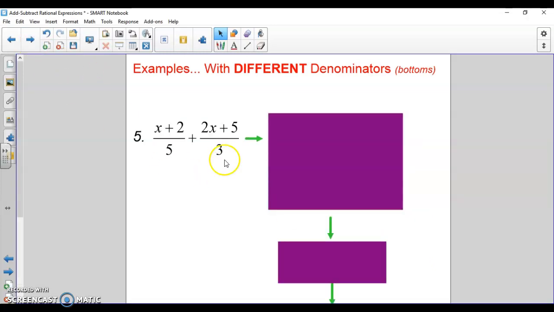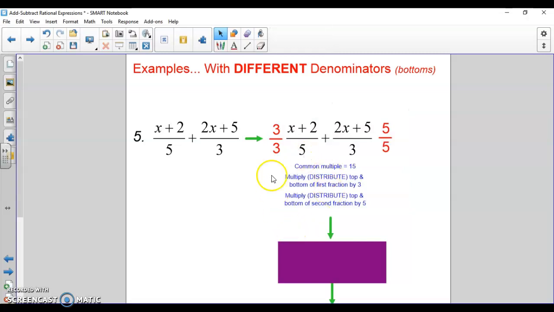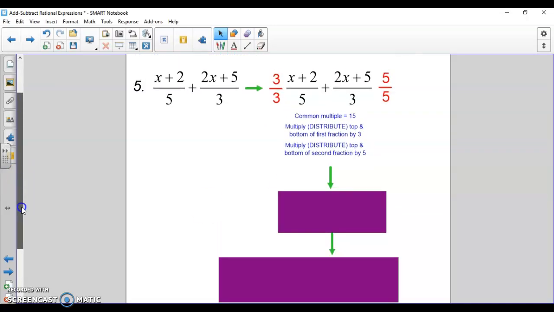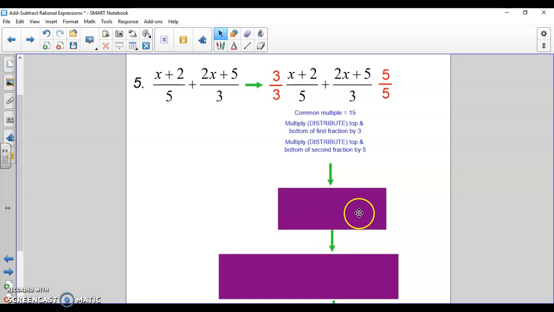Next, same type of deal on the bottom, a little bit more up top. The common multiple between 5 and 3 is 15. So I multiply top and bottom by 3, top and bottom by 5. I'm going to be showing a little extra work as I typically do in our notes in class.